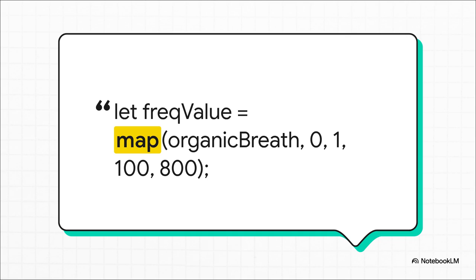The code takes that organic breath value we were just talking about, the one that goes from 0 to 1, and it maps it to a whole new range, a sound frequency between 100 and 800 Hz. So, what does that mean? As the cube gets bigger, the pitch of the sound goes up. As it gets smaller, the pitch goes down. They're completely locked together.